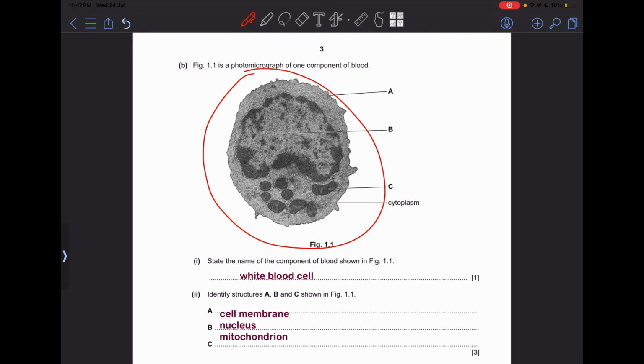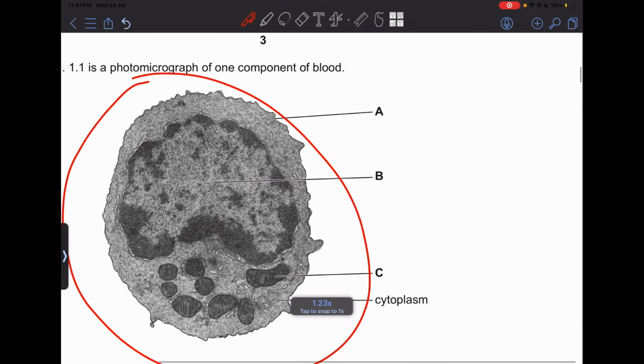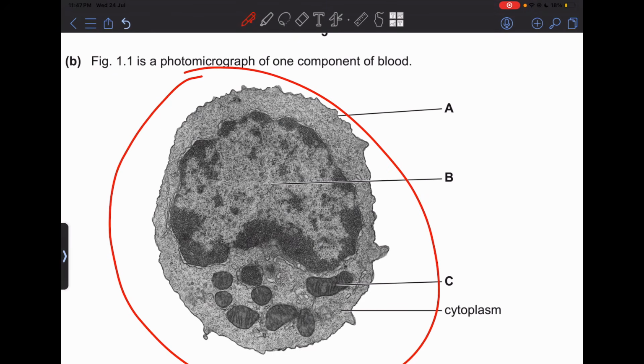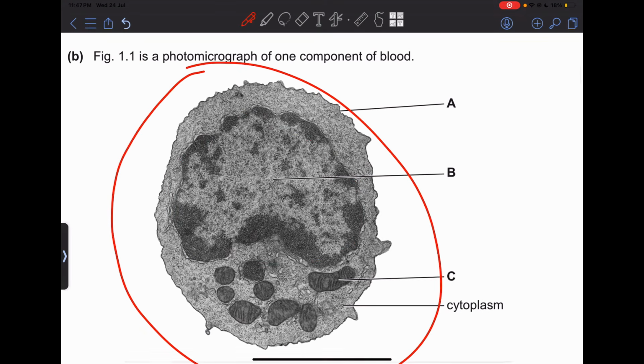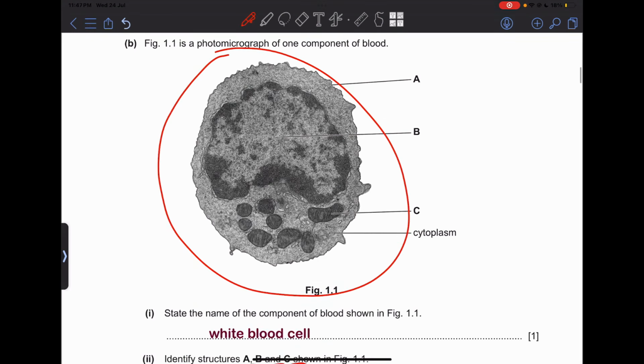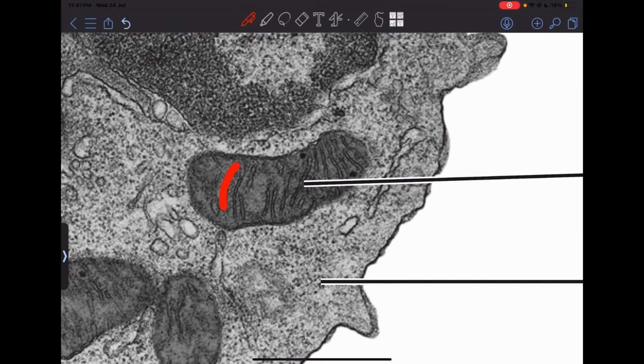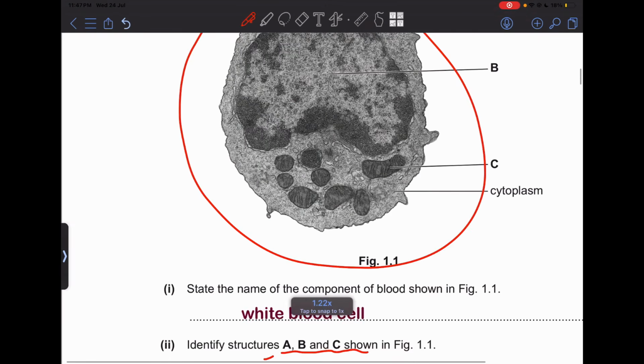Part two says identify structures A, B, and C shown in figure 1.1. So actually A over here is the cell membrane, and B is the nucleus, which is pointing towards the black bag or sac that is present inside of this cell, and we know that it is large as well. The nucleus is quite large. So also C is the mitochondria. As we can see, there are folds inside which indicate that this is a mitochondria, and it's shaped like a bean, so we know that this is the mitochondria.